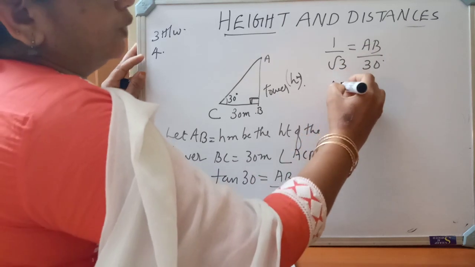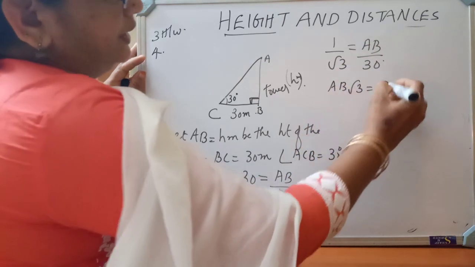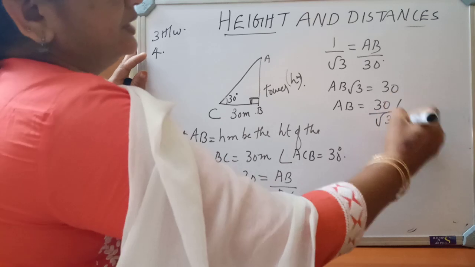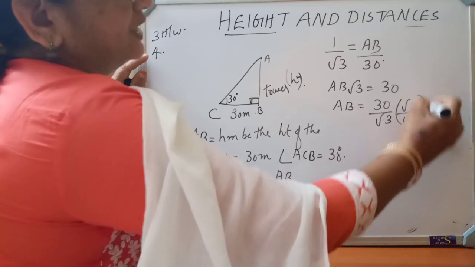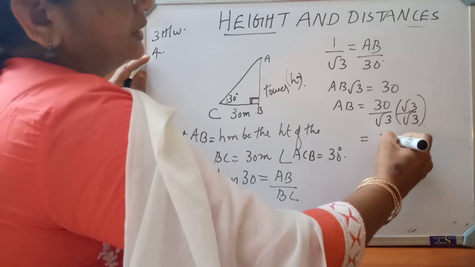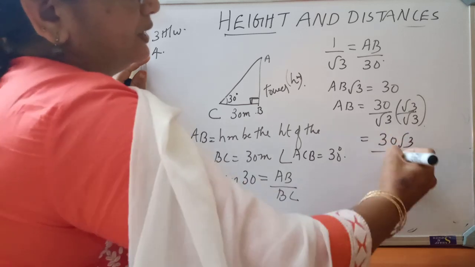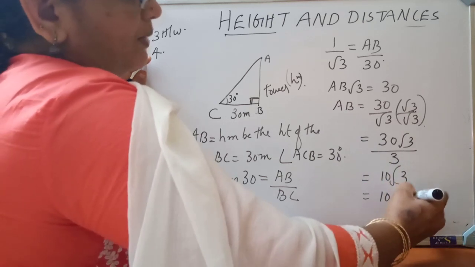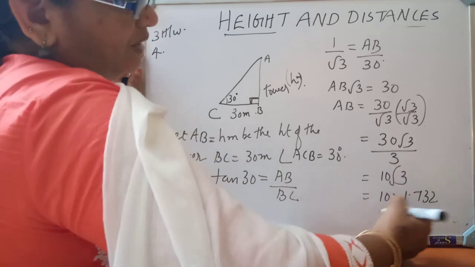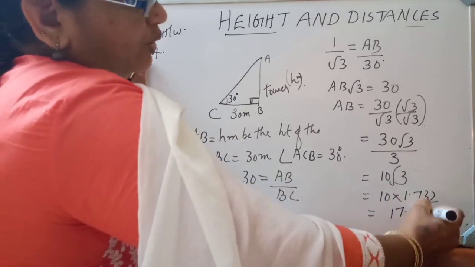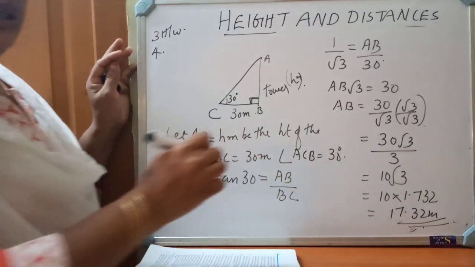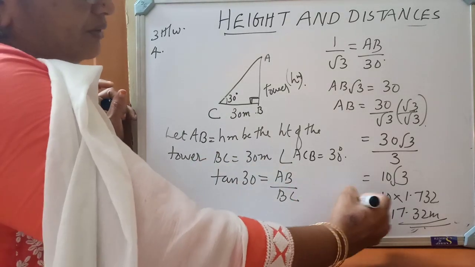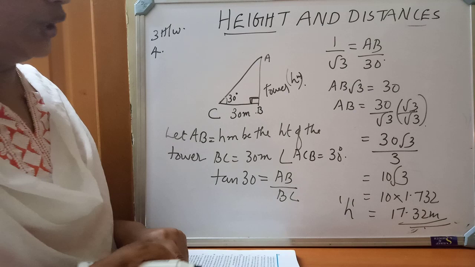So AB root 3 is equal to 30. AB is equal to 30 divided by root 3. That is into root 3 divided by root 3. Rationalizing the denominator, so we will get 30 root 3 divided by 3. That is 10 root 3. That is 10 into 1.732, our root 3 value. That is 17.32 meter be the height of the tower. So AB is acting as h, that is the height of the tower. So height of the tower is 17.32 meter.